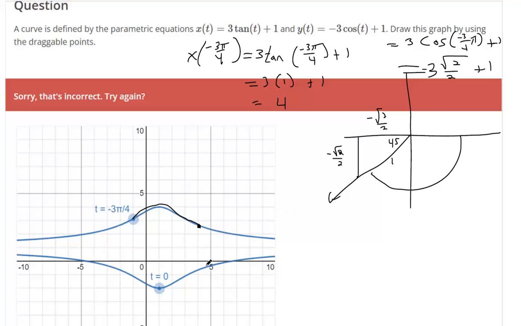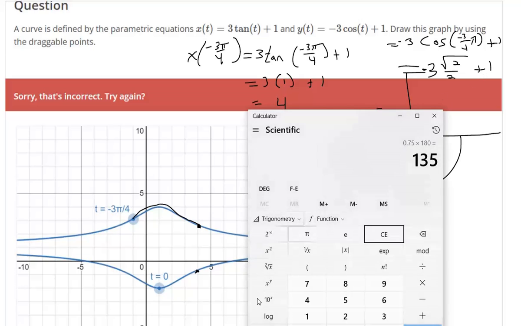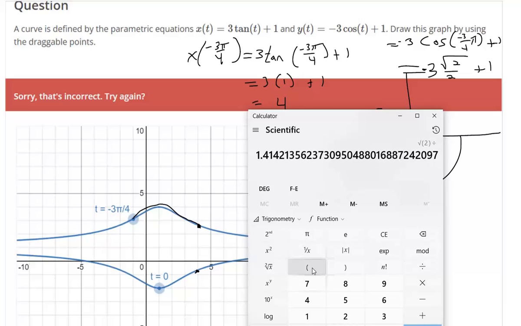Oh, wait, sorry, that's going to be negative. It's going to be down here. I dropped a negative sign. Okay, that wasn't making sense. It should be a positive like we drew it, because I dropped this negative sign. Negative times a negative makes a positive here. So here we can convert that to a decimal: square root of 2 divided by 2 times 3 plus that 1.